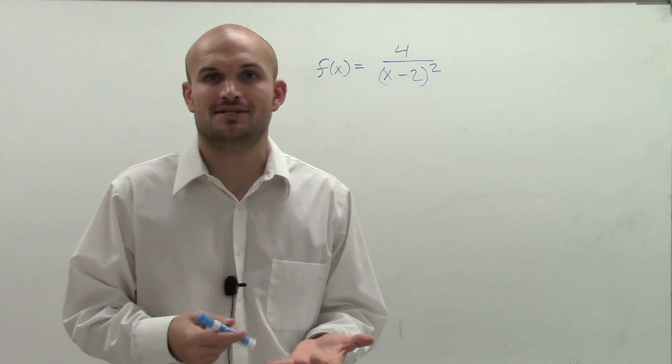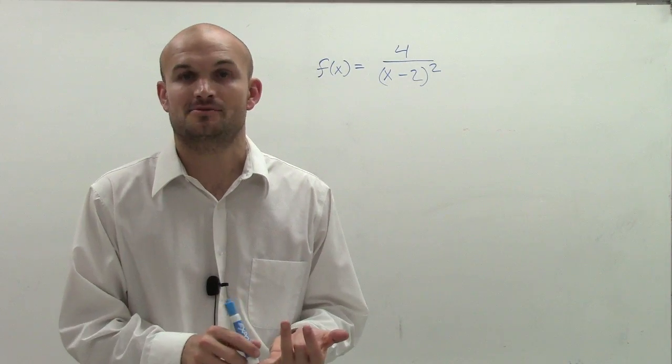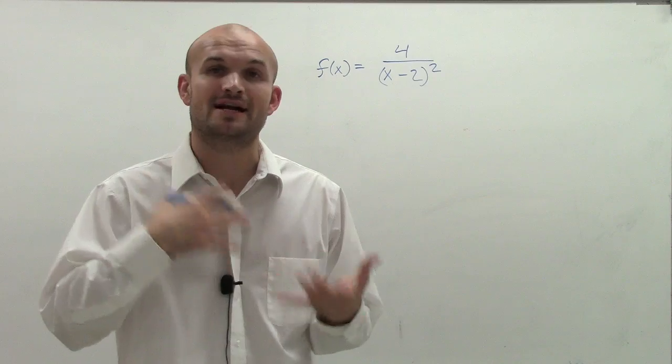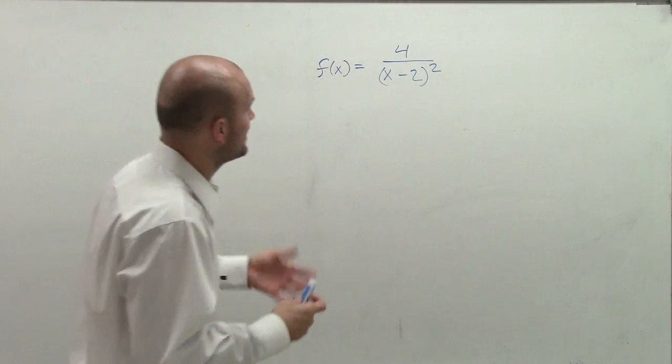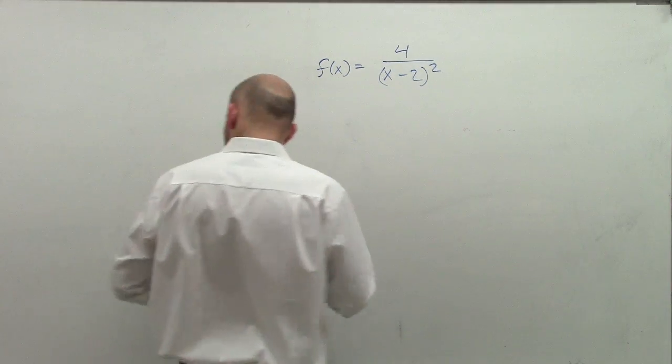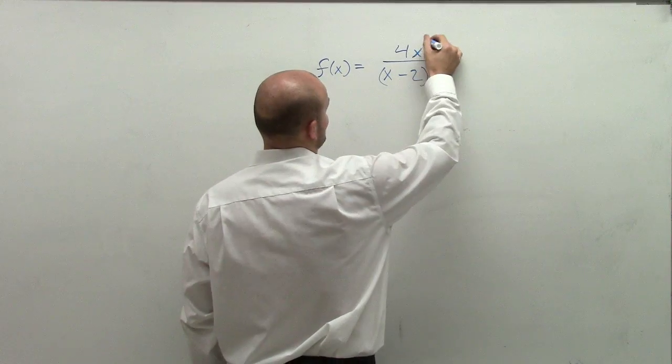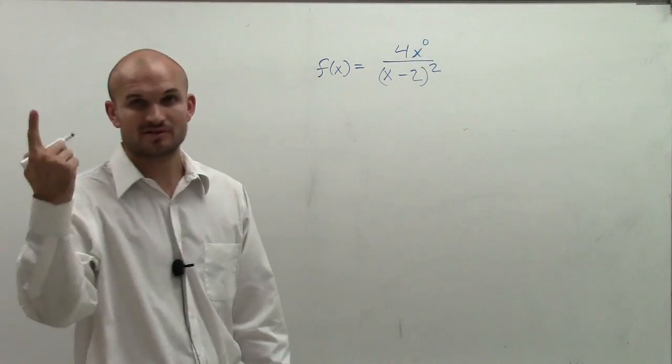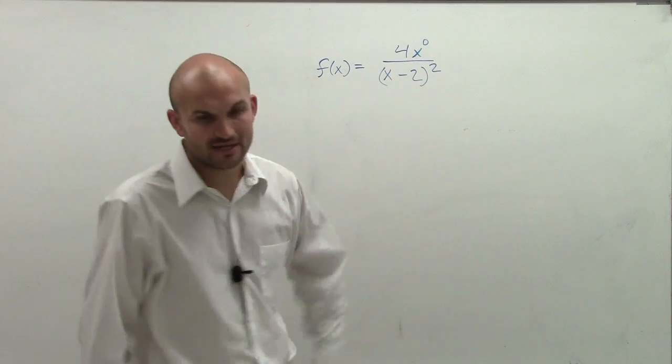So the first thing I always like to do is look for the horizontal asymptotes, right? So we can follow the rules for finding the horizontal asymptotes. And what I notice is I don't have an x in the numerator, but I could write x to the 0 here, because x to the 0 is 1, right? So I could essentially have an x to the 0 there.